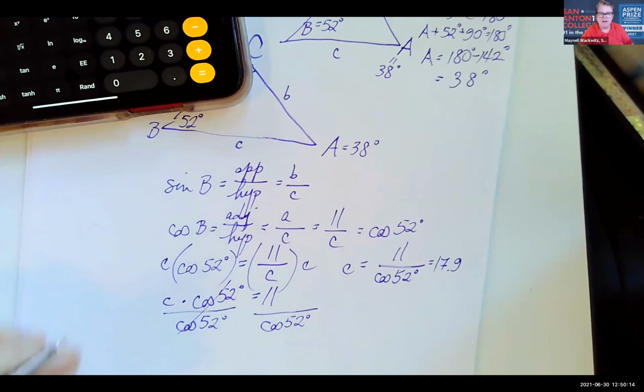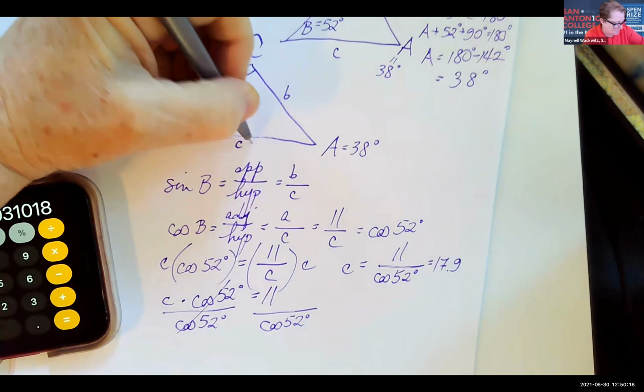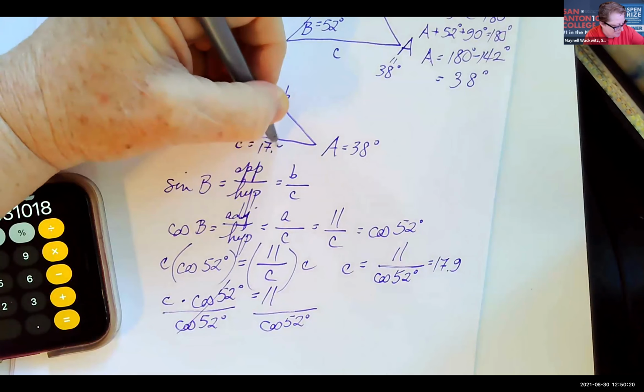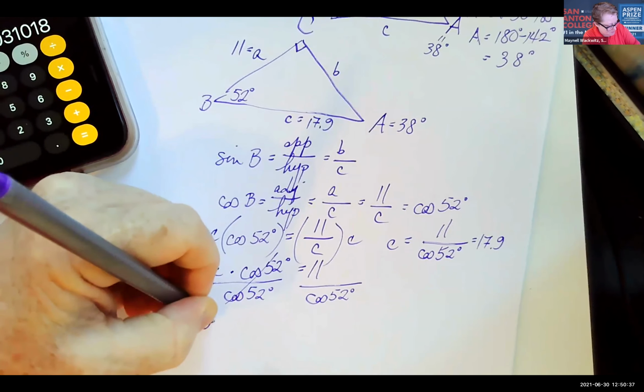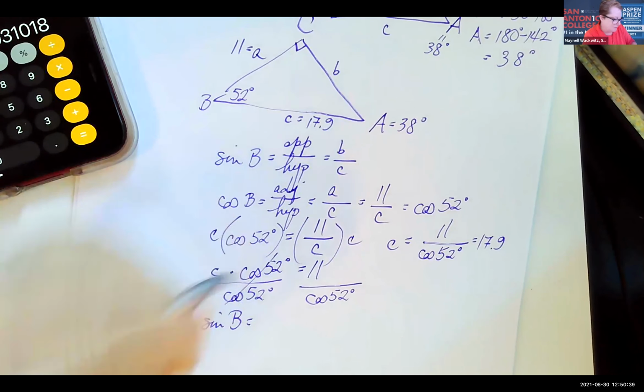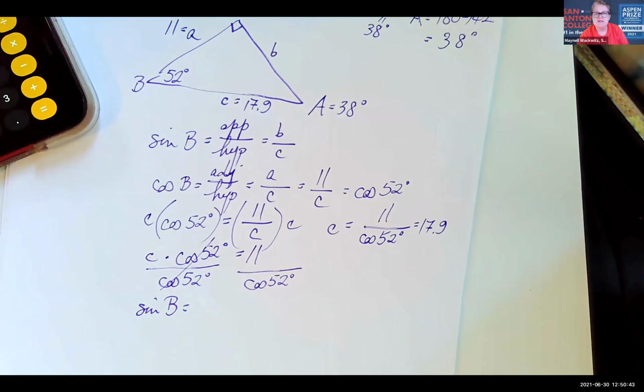So we know little a is 11. We know little c is 17.9. And these are just in units. How can we find b, little b? Now that we have C, we can use sine B. Good. So we know that the sine of angle B, it was b over c.